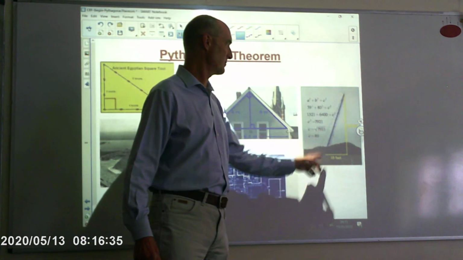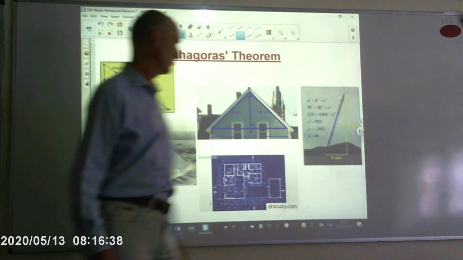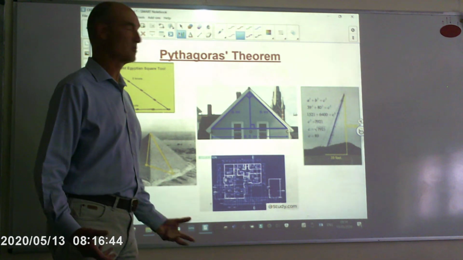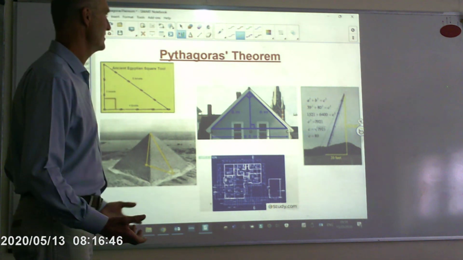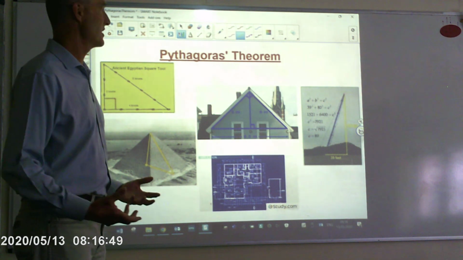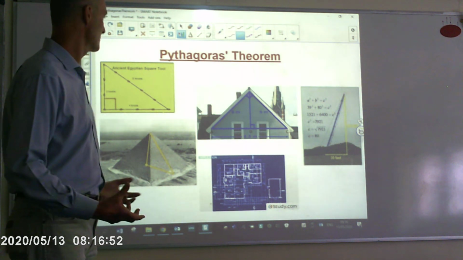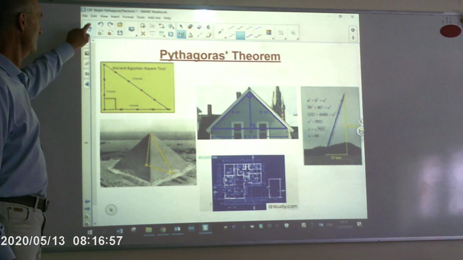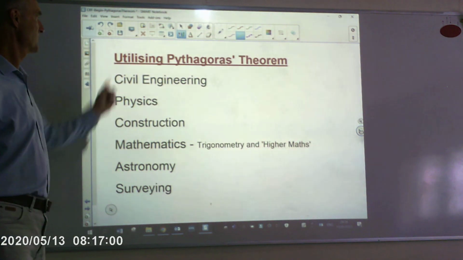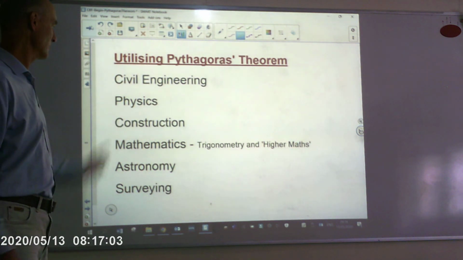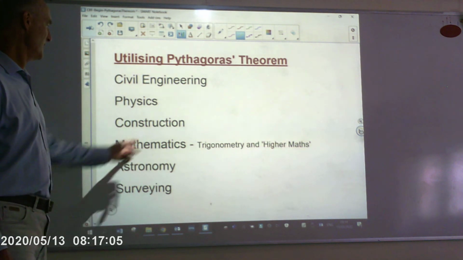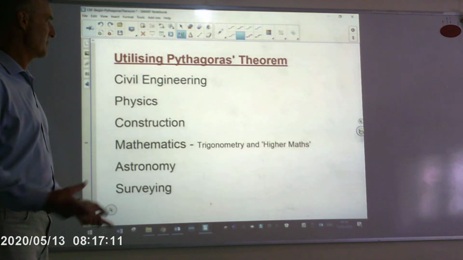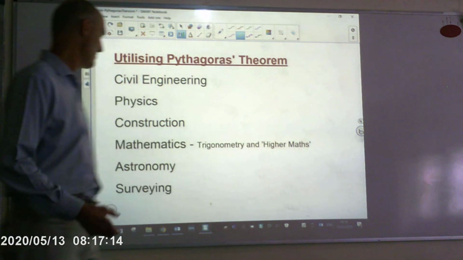The stability of this big long crane here is based on right angles. The floor plan of this building, based on right angles. A lot of buildings will have right angles within them. So being able to work with right angles when you're doing these designs, when you're working things out, working out what you need, very, very important. Okay, so civil engineering, building, yeah, really important. Construction, building, very important. Mathematics, you need to have an understanding of Pythagoras' theorem to move on within mathematics into trigonometry and to higher maths.